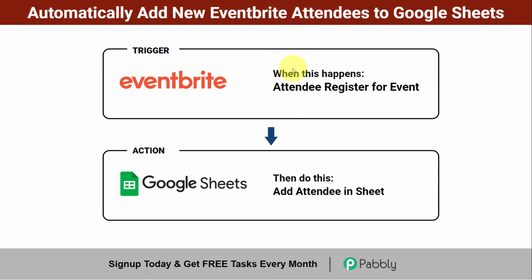If you're manually exporting your Eventbrite attendees' details to Google Sheets, then this video is for you, because here I'm going to teach you how to automatically add new Eventbrite attendees to Google Sheets in real time. So every time an attendee registers for any specific event in Eventbrite, the details of the attendee will be automatically added into the spreadsheet. Want to learn how you can do that? Come with me and I will show you the whole process step by step.